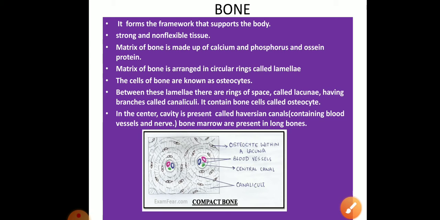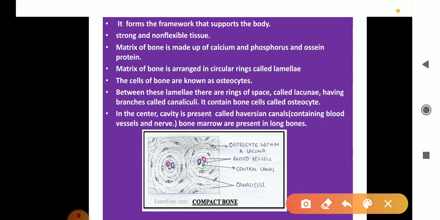The first is the bone. Bone forms the framework of our body. It supports our body and gives shape to our body. It is a strong and non-flexible tissue, right? And the matrix is made up of calcium phosphate and osteen protein. And the matrix of the bone is arranged in circular rings, which are called lamellae.